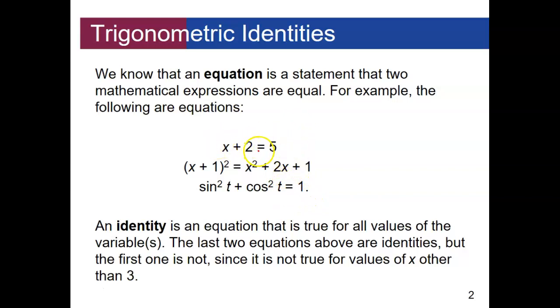This one is not going to be true for everything, because we know that here x could only be 3 to make that a true statement. So the difference between an identity and an equation is that an identity is a type of equation that's going to be true for all values of the variable. It's going to be true for everything.